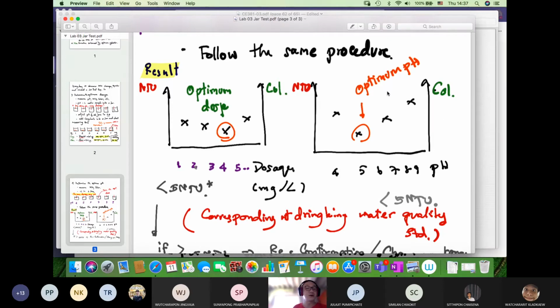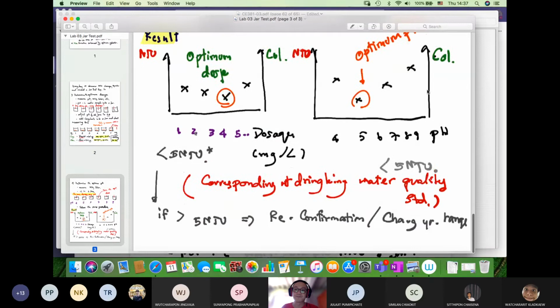So you are going to do 2 types of experiments: determination of the optimum pH and determination of the optimum dose. In general, we do the dose first, and after that we determine the optimum pH. Okay, so this is the entire procedure of the jar test experiment.